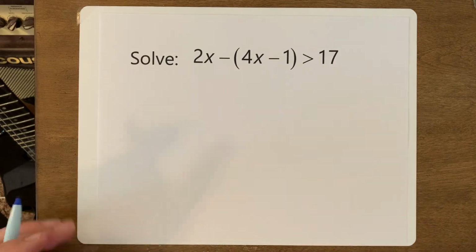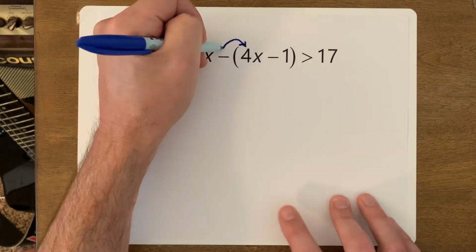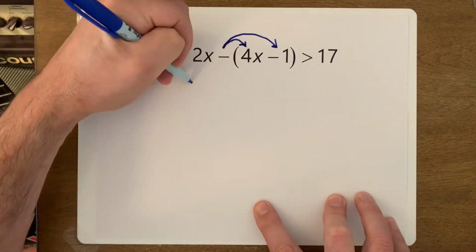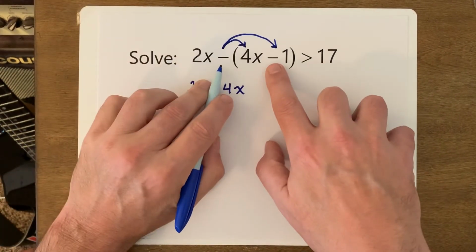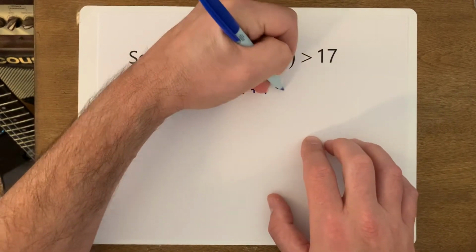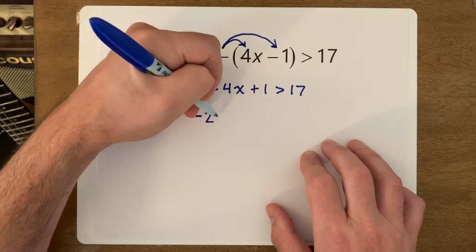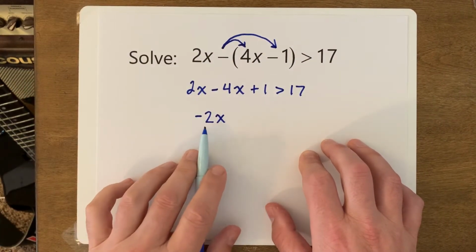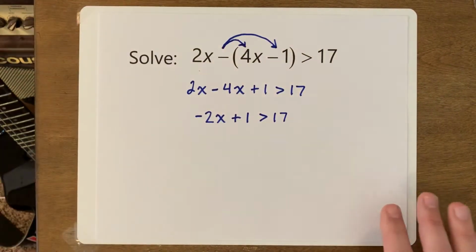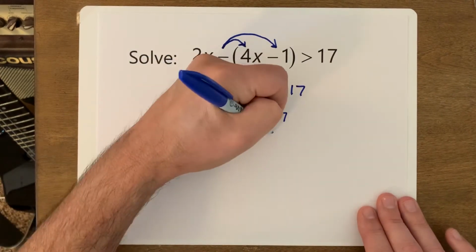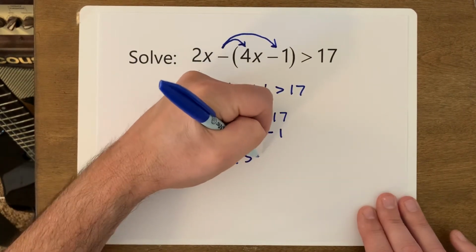Another multi-step. Okay, this time, before I can even get anything going here, I need to distribute this negative, this minus. So I've got 2x minus 4x, and then 2 negatives make a positive, so plus 1 greater than 17. Okay, 2x take away 4x turns out to be a negative 2x. So as soon as we did that, we see that there's probably going to be a symbol flip in there somewhere. Plus 1 greater than 17. Okay, but we're not going to flip it yet. We're going to move the 1 over, bring down my negative 2x, greater than 17 minus 1, 16.